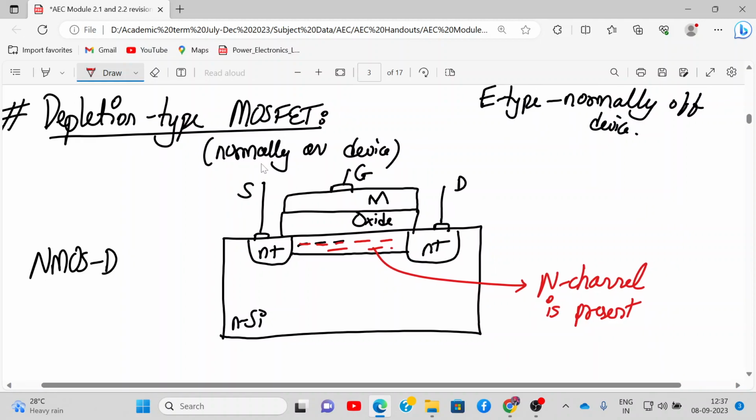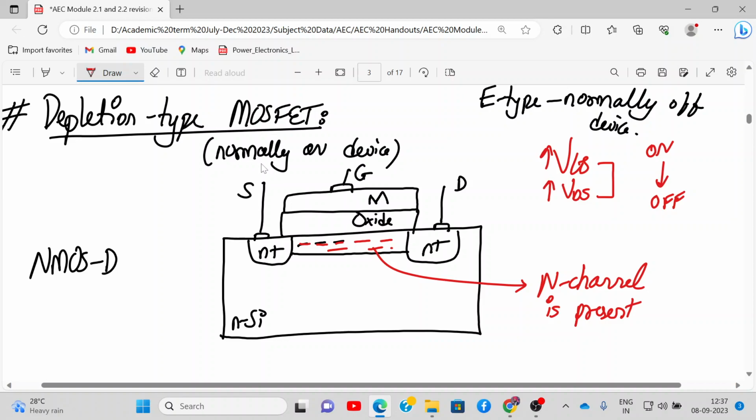Now we apply the voltages. If we apply gate voltage as 0, the device is on. Now we apply more and more VGS and VDS voltages. The device will go from on state to off state. That's why it's called a depletion type MOSFET, because we are depleting the N channel, and the device goes from on state to off state as we keep increasing the value of VGS and VDS. Did you get it?